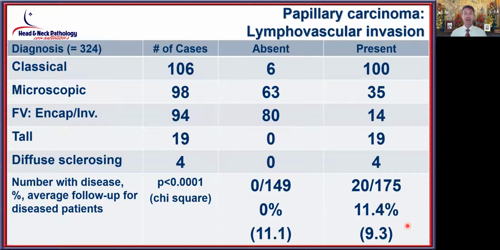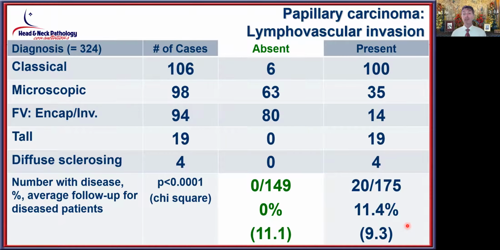So what I would like to end with is just showing one of the most important characteristics for papillary thyroid carcinoma, irrespective of the type of variant that you see, and that is lymphovascular invasion. It is one of the things that I really like to stress when I think about this tumor. So first of all, you can see absent lymphovascular invasion. There are not a lot of cases, right? So the classical type, not a lot of the tumors had absent lymphovascular invasion. However, in the microscopic and the follicular variant, either encapsulated or invasive type, you can tell that they very frequently will lack any evidence of invasion.